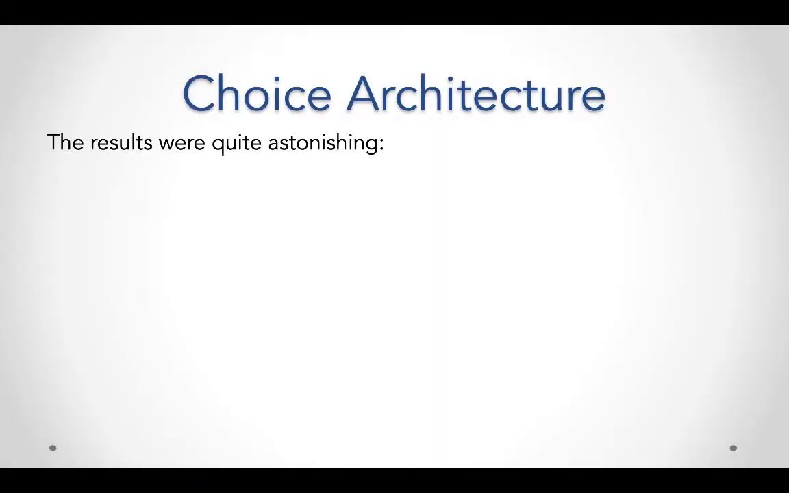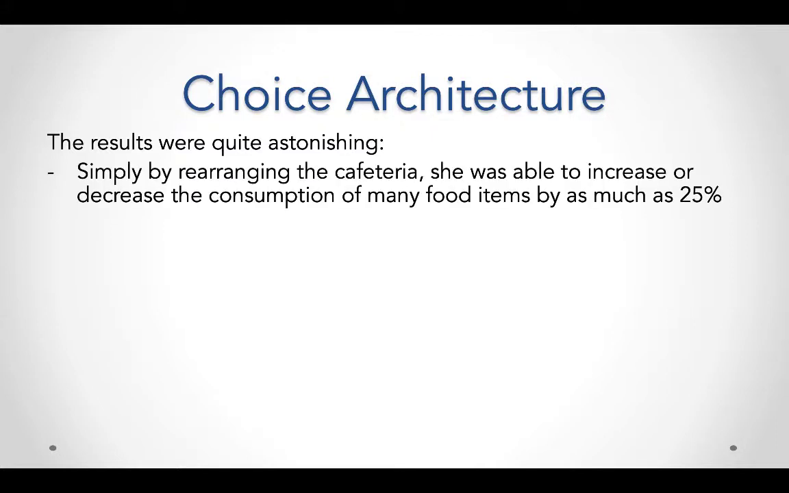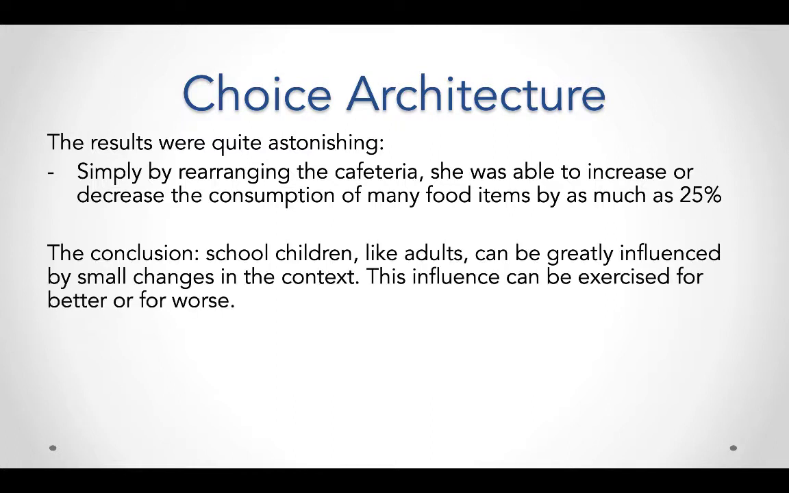So the results were interesting when they did this experiment. This is part of, by the way, a book called Nudge by Richard Thaler and Cass Sunstein. And simply by rearranging the cafeteria, the consumption of certain food items increased by as much as 25%. So that is very impressive. It's a huge result, 25% for any item just by rearranging it and placing it in different places.